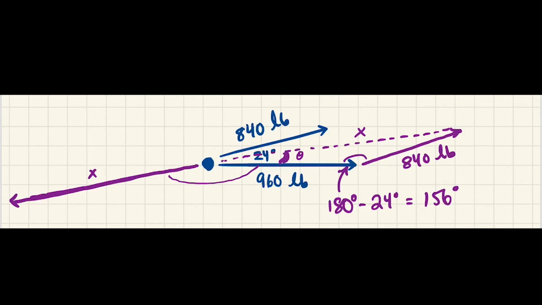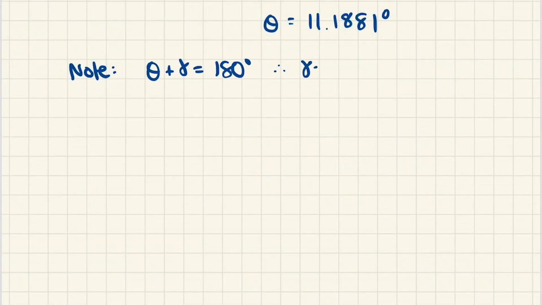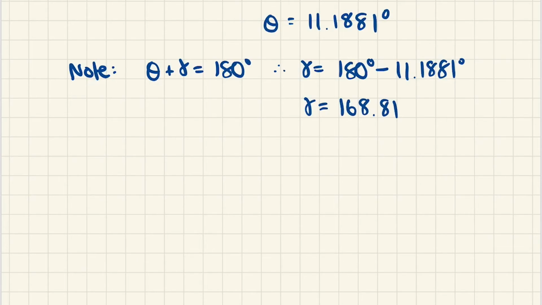Of course, what are we really after? Let's call this angle gamma. Okay, we're after gamma, which is the supplement of theta. So I get that gamma is 168.812 degrees. All right, so now we have the magnitude of our equilibrant and its direction. So we can answer the question.